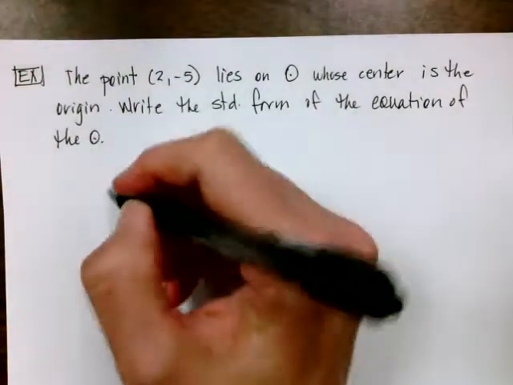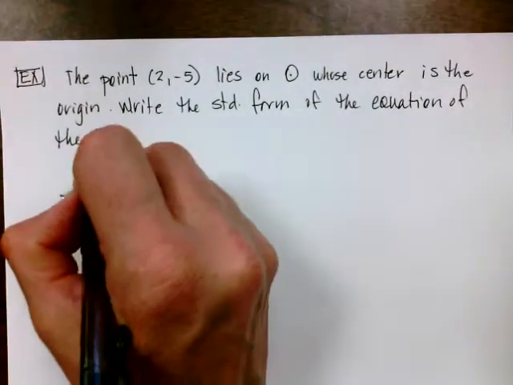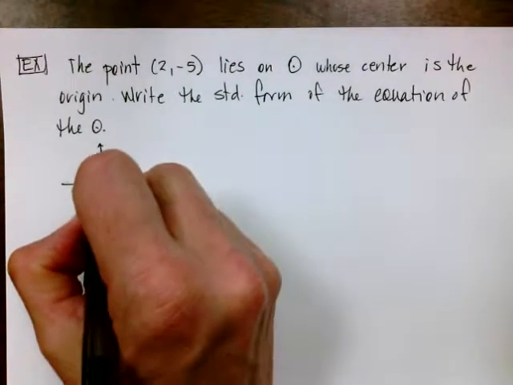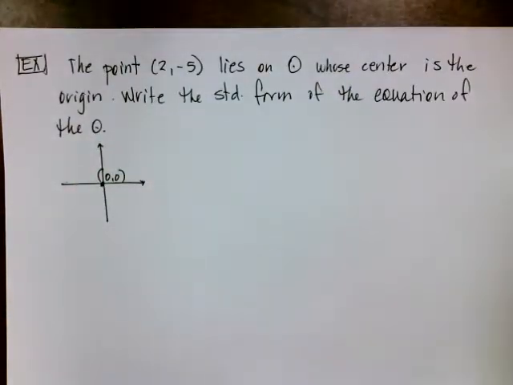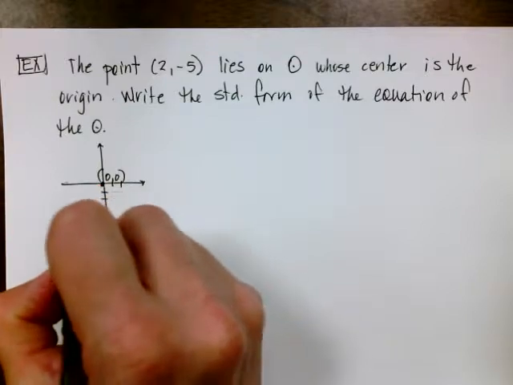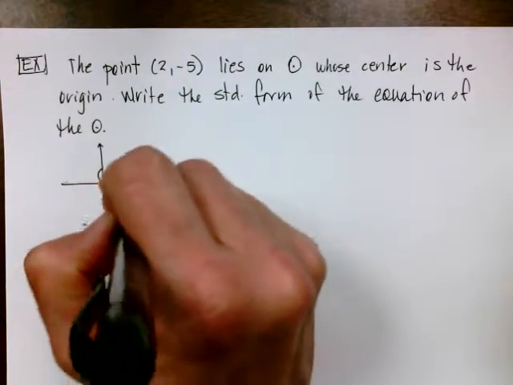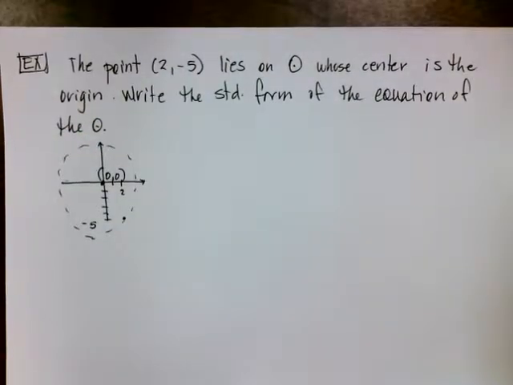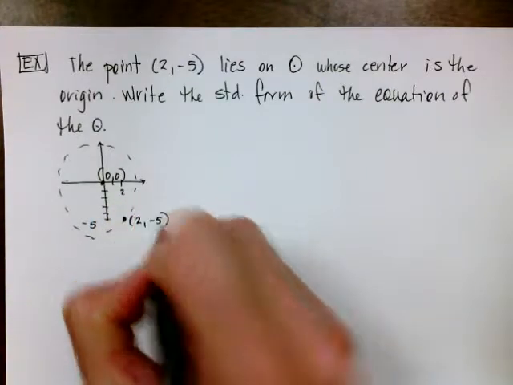Okay, so the first thing I'm going to do is draw a sketch, because it helps my poor little pea brain to know what's going on. My circle is going to be located at the origin, so there's my center at (0, 0). Then I have a point (2, -5). So if I go 2, then 1, 2, 3, 4, 5 down, that's a negative 5, that's a 2, there's the point. That means my circle is going to go through that point, (2, -5).